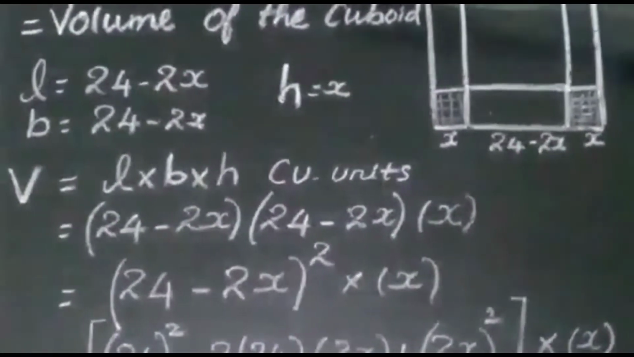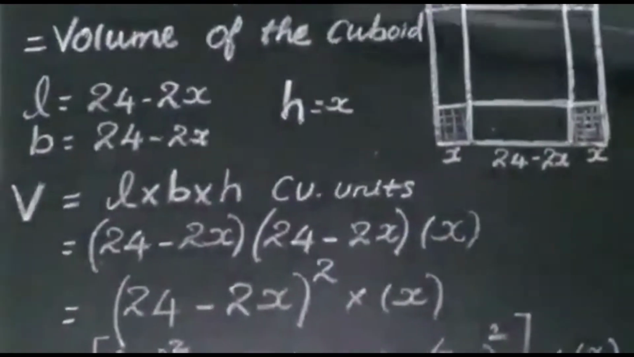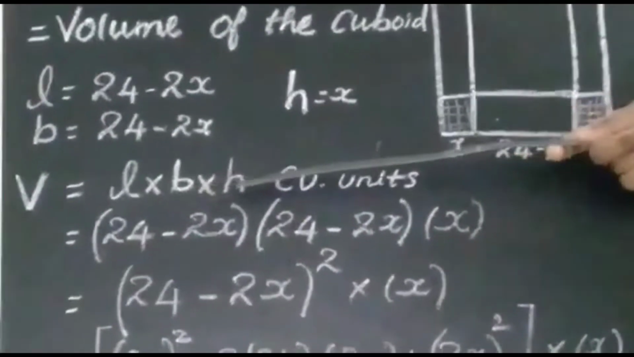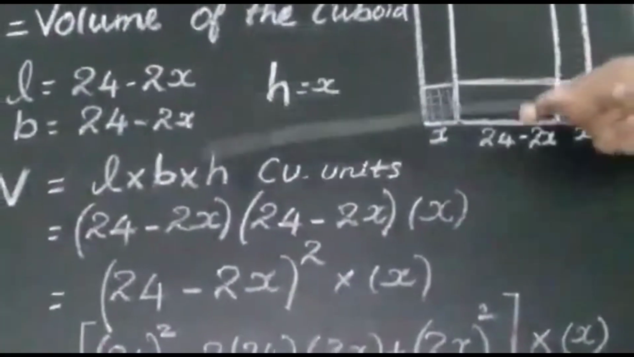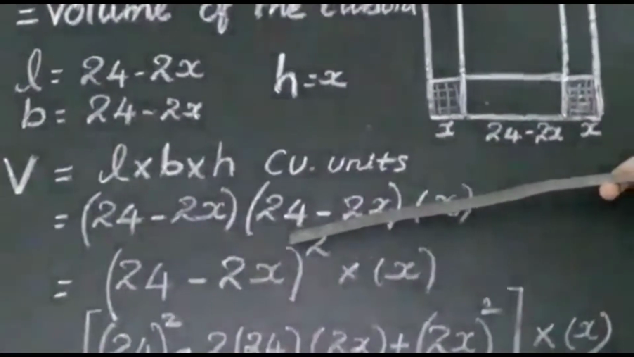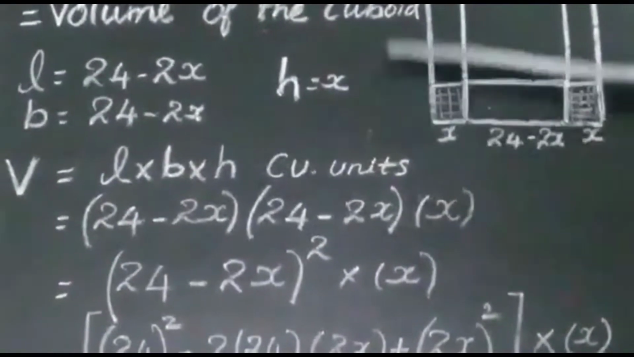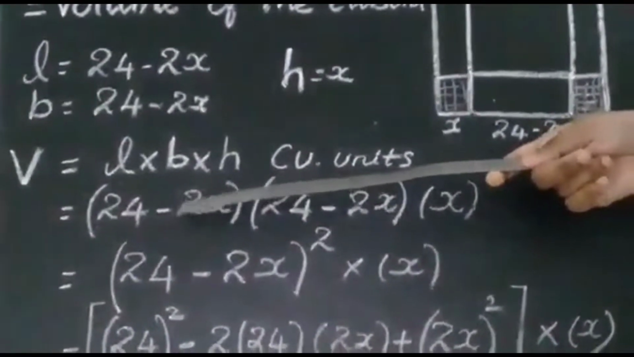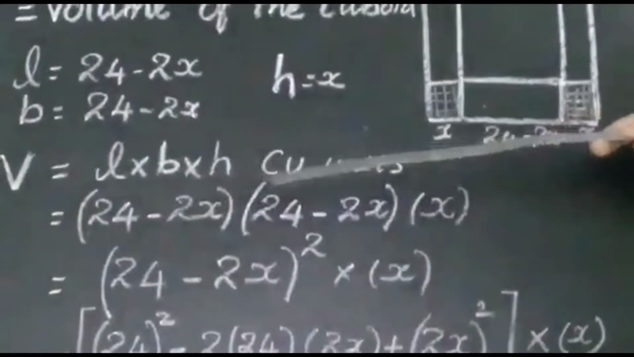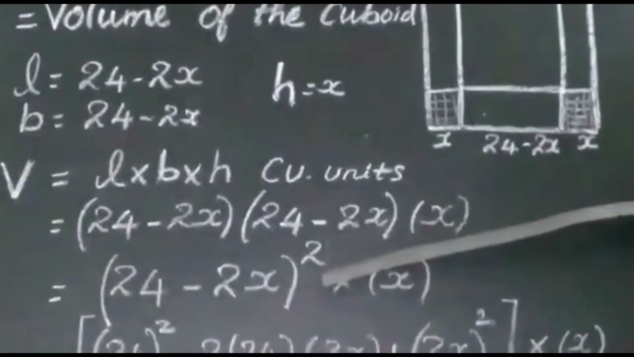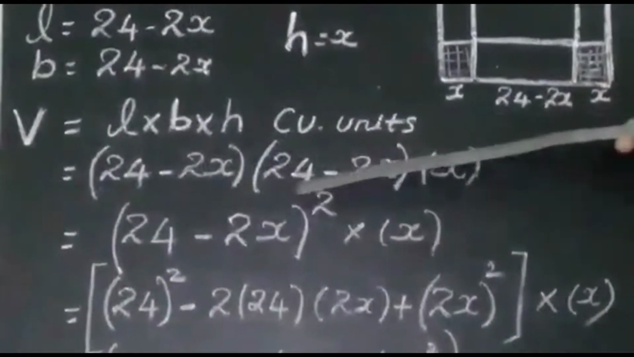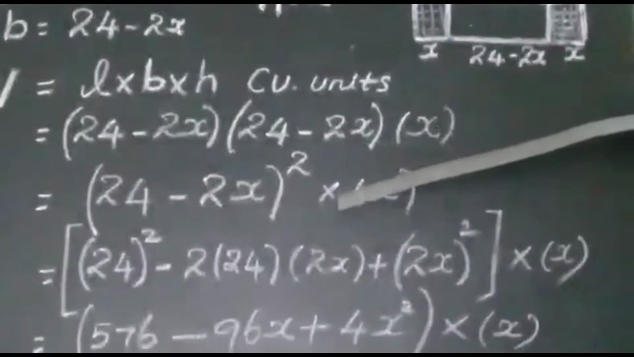So the volume of the box equals the volume of the cuboid. We know the formula, the volume of the cuboid is length into breadth into height cubic units. What is the length value here? 24 minus 2x. The breadth value is 24 minus 2x, into the height value x. So this is x into x, what is the answer? x square only. Like that, we write 24 minus 2x into 24 minus 2x equals 24 minus 2x the whole square. So it is 24 minus 2x the whole square into x.